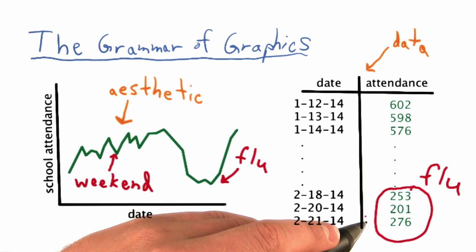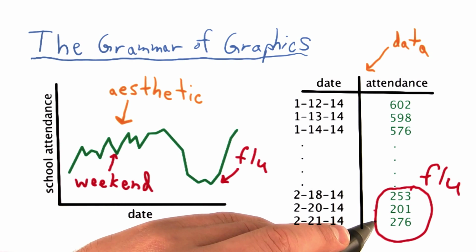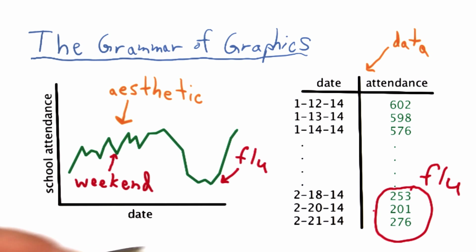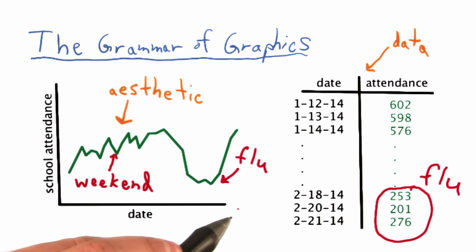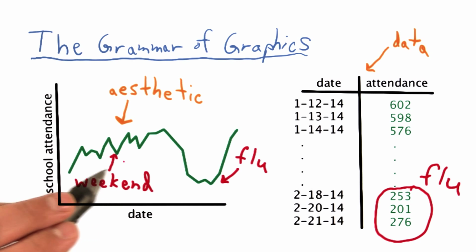Now, while the flu may be apparent in the tabular data due to the sharp and somewhat extended decline in attendance, it is much easier to spot with the visual representation of the data. And other more subtle patterns, such as the weekend dips, may be impossible to notice from the tabular representation alone.